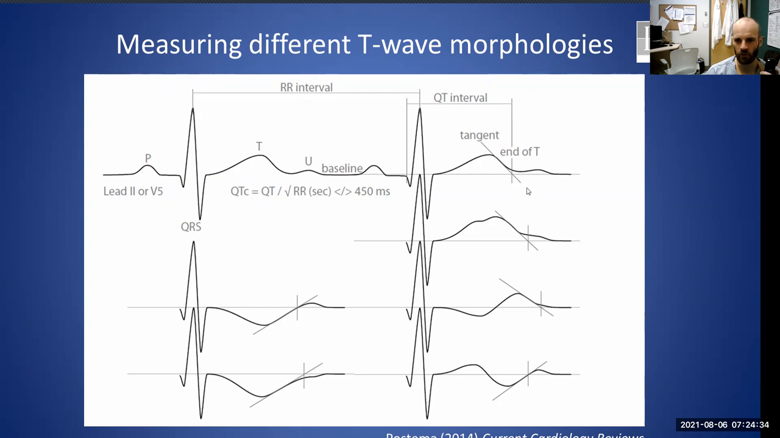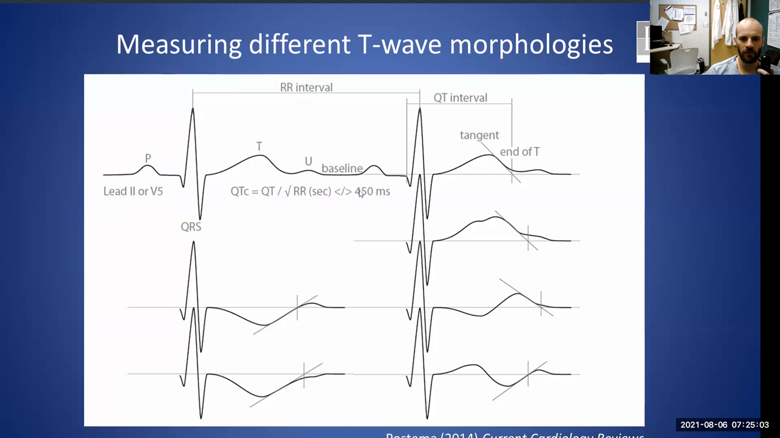You draw the line, you draw your tangent, and you see where it meets the isoelectric line. But if you've got funny looking T waves, it can be a little bit of a judgment call about which of these slopes you're taking. So 99% of the time, it's going to be pretty simple to work out. If you've got funny looking T waves, sometimes you want to ask an expert because it can be a little bit tricky. And sometimes it's a bit of a judgment call.